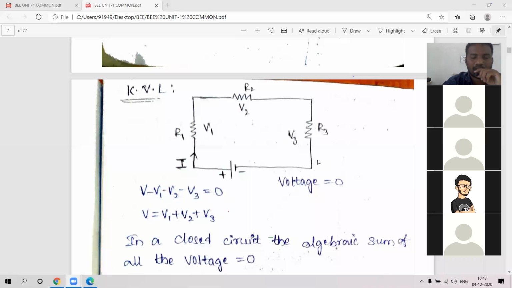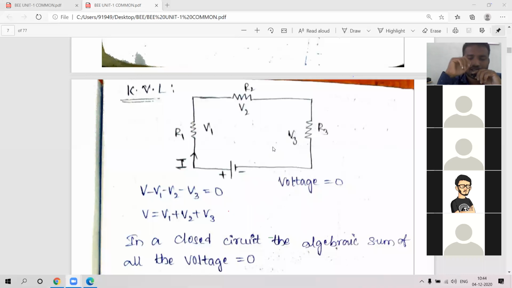Now coming to KVL. Some disturbance is coming, please mute yourself. We will see Kirchhoff's voltage law. This KVL, where it is applied, the condition is that a closed loop must be there. Only then can we apply Kirchhoff's voltage law.